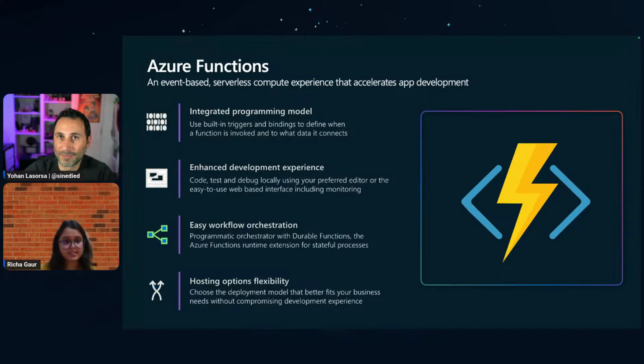Azure's take on FaaS is Azure Functions. It's a powerful and flexible event-driven compute platform. Azure Functions provides an integrated programming model. You can use triggers and bindings, input and output bindings, to connect to cloud services like storage, HTTP calls, Cosmos DB, or queue messages. It can be anything. It has a rich set of triggers and bindings to connect with a wide variety of cloud services with very minimal code.